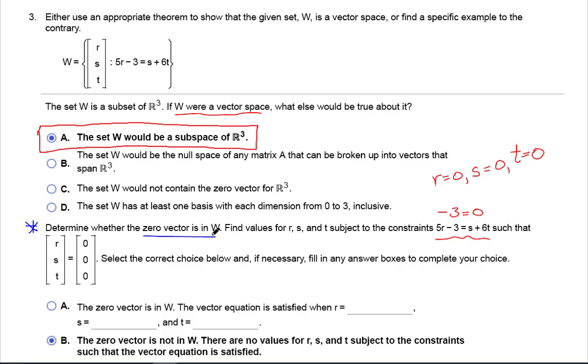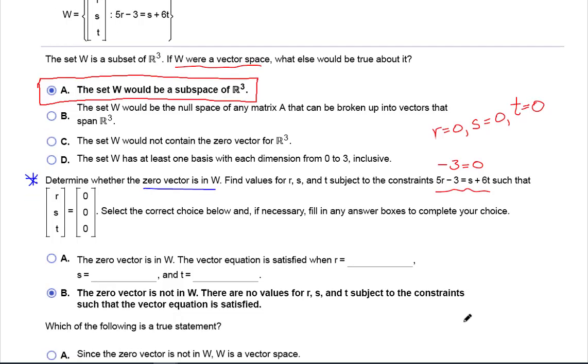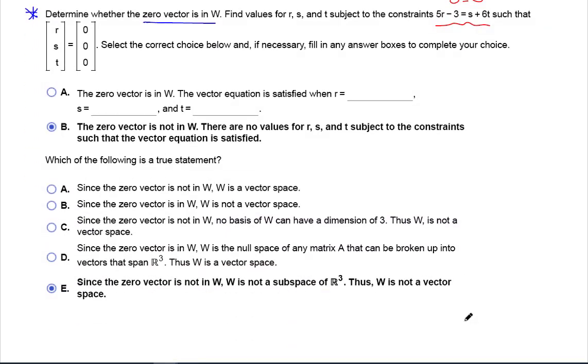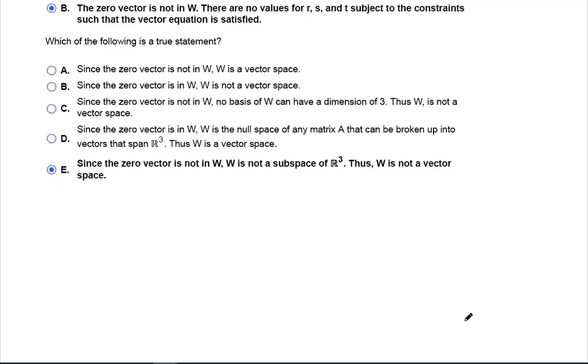Well, let's see. Can I get 0, 0, 0 to ever occur? And that is no, because of this relationship that they gave us. That would say minus 3 equals 0. So clearly 0 is not in there. Alright, so 0 is not in there. So it is not a subspace, pretty clearly.